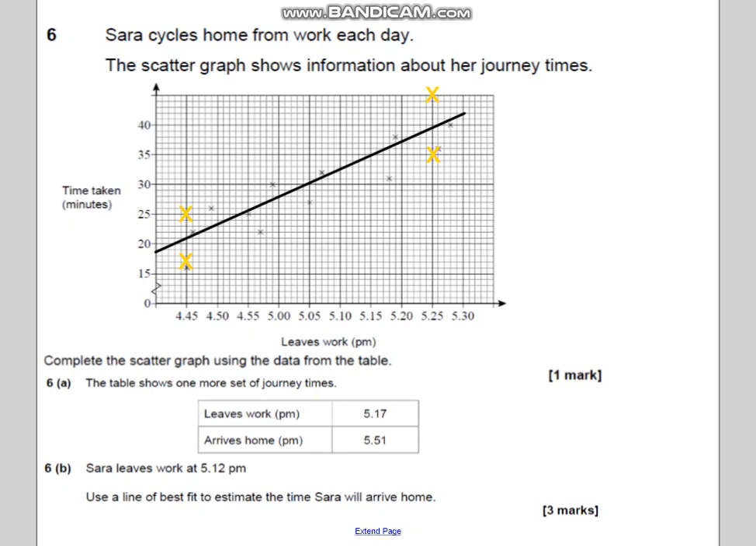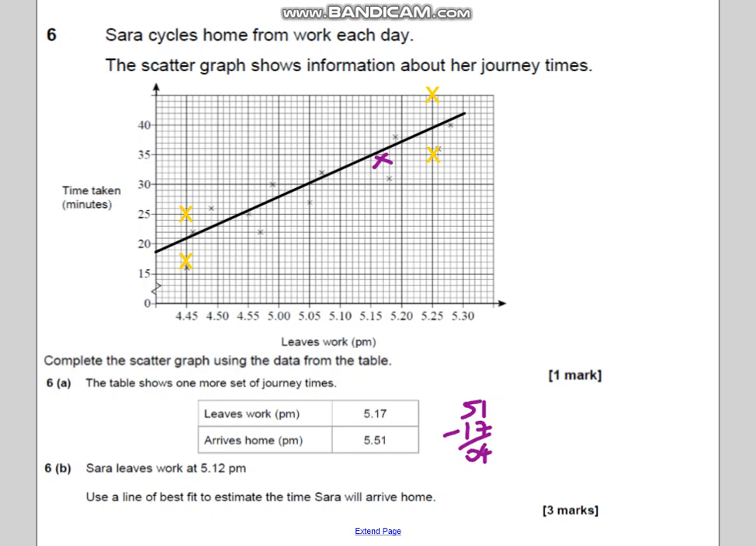She leaves work at 5:17 and arrives home at 5:51. So how long does that take? Let's do a quick subtraction. 51 take away 17 is 34. So it's going to take her 34 minutes if she leaves at 5:17. That is not bad, is it? Just a little bit below my line of best fit just there.